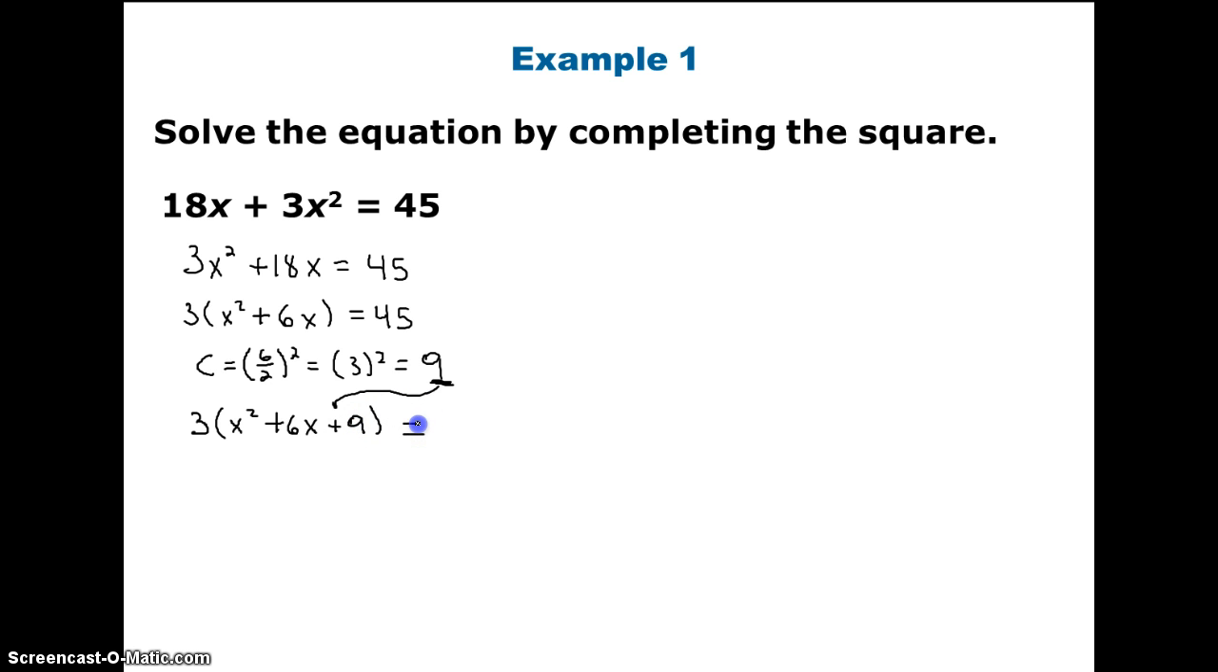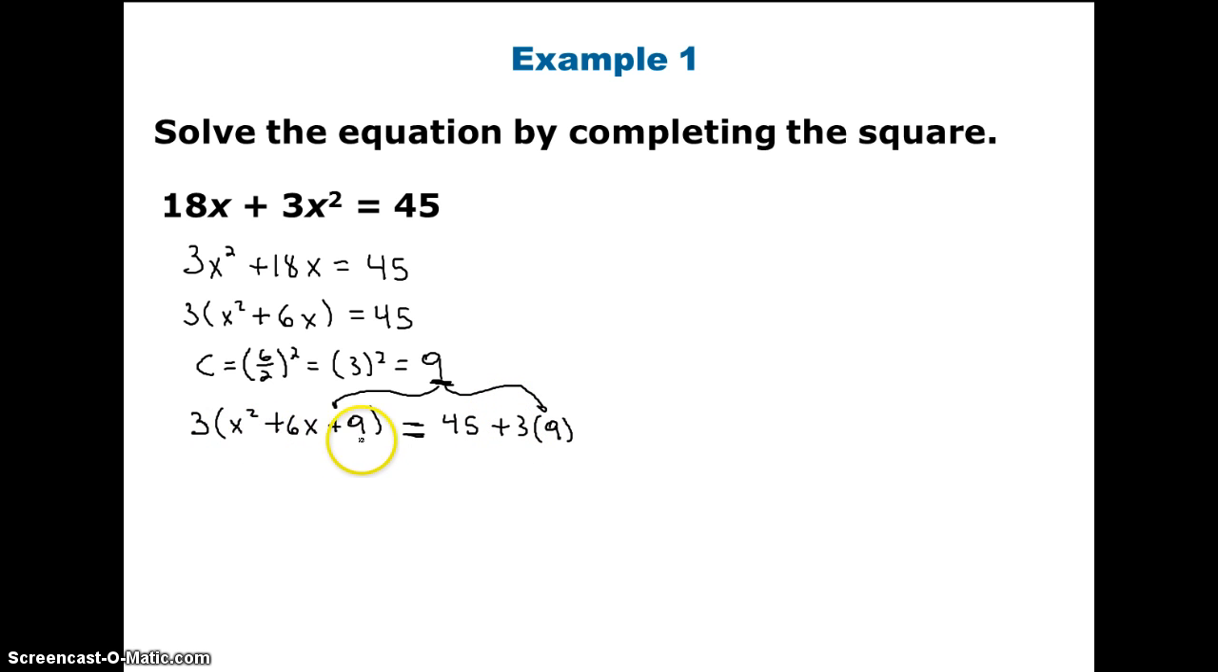On the right side, we have to be careful because if you factor out a number, you have to carry that to the other side. So let me bring down the 45 first. So there's the 45, plus the 3, the one we factored out, multiplied by 9, the c value that we found. Make sure that if you factor out a number, you bring that to the other side.